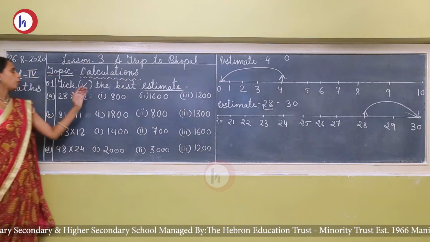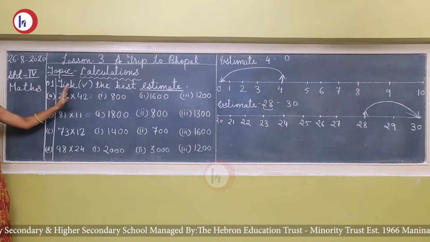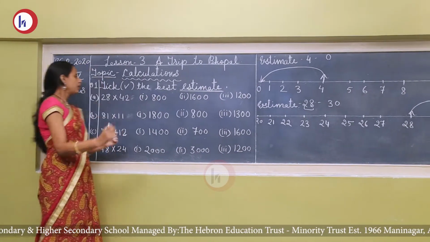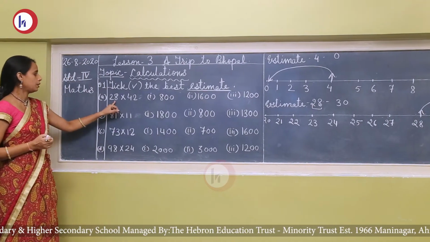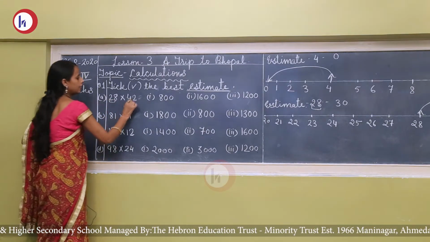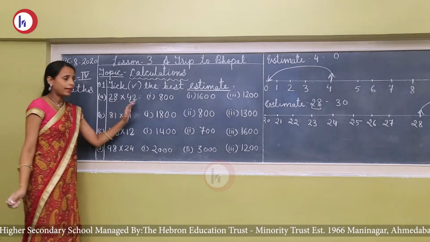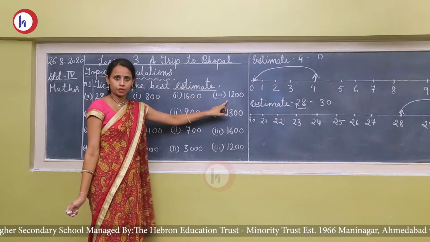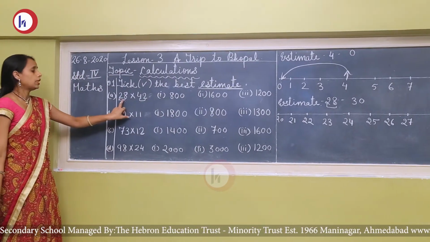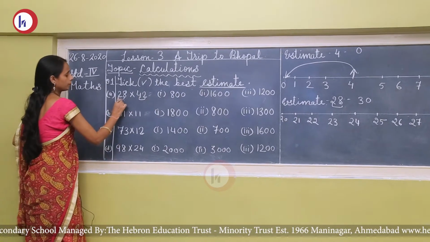Now comes our exercise, take the best estimate. What is the rule? Which number do we have to estimate? See, here is 28 and here is 42. We have to multiply and then give the best estimate. There are 3 options. First of all, we have to see the estimation of 28.